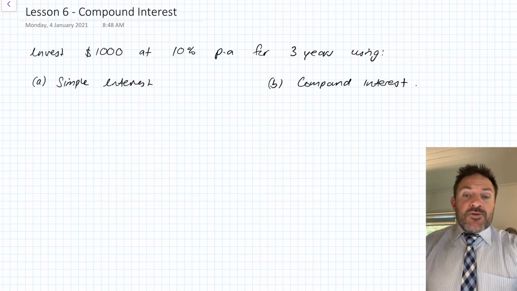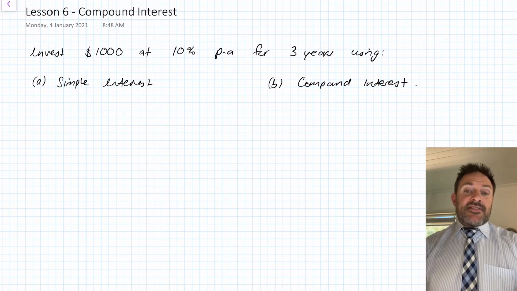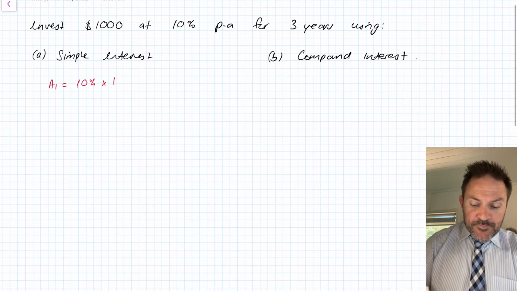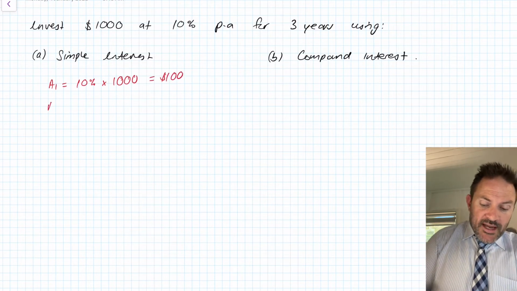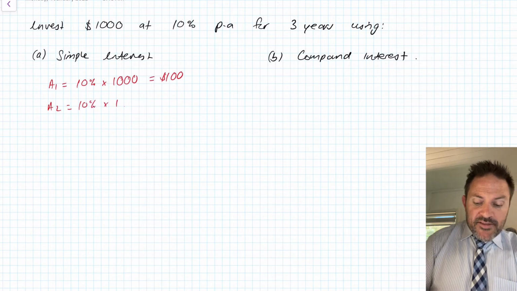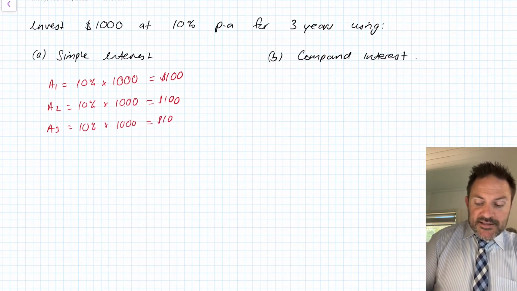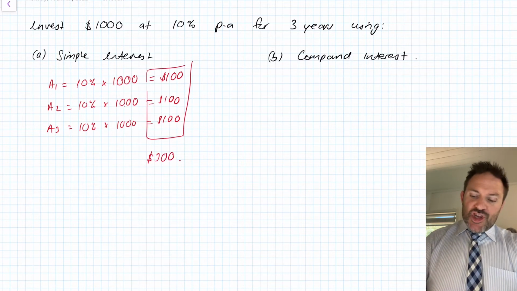So basically, simple interest we know is always based off the original amount. We can use this example today where we're investing $1,000 at 10% for 3 years. If I look at the first year, let's call it A1, we get 10% of $1,000, which is $100. After the second year, we get 10% of $1,000, we get $100. After the third year, we get 10% on the $1,000, which is $100, which in total, of course, means we get $300.